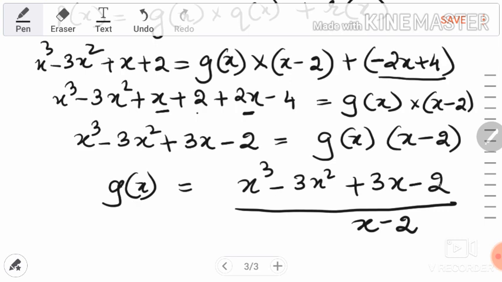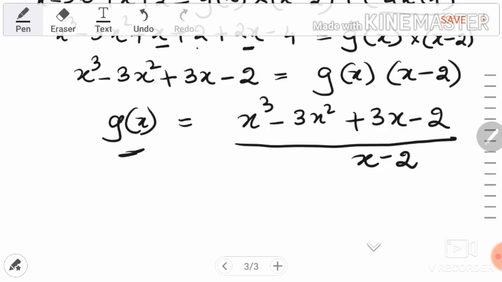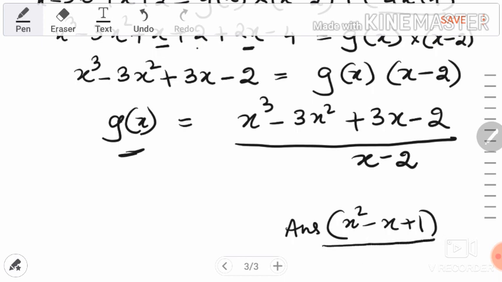So now we need to divide by long division method and get the g of x. I am leaving the long division for you all. The answer should be x square minus x plus 1. Write down the steps of long division neatly and then check your answer.